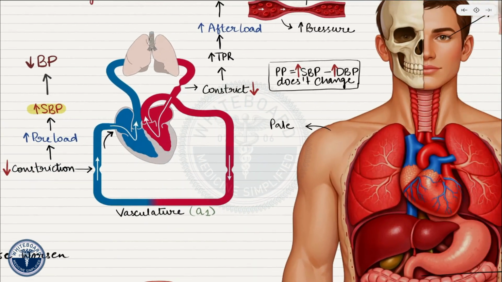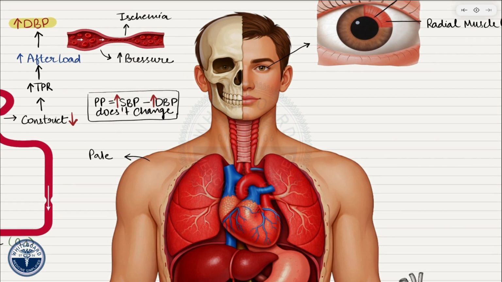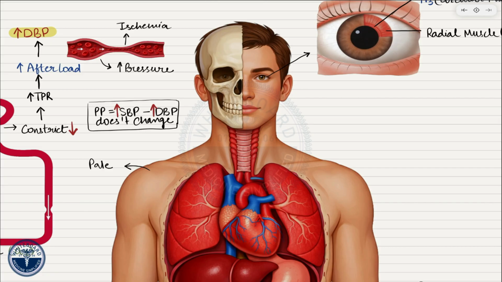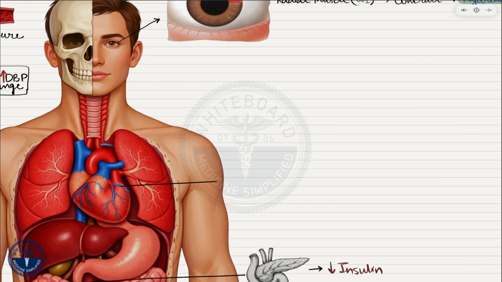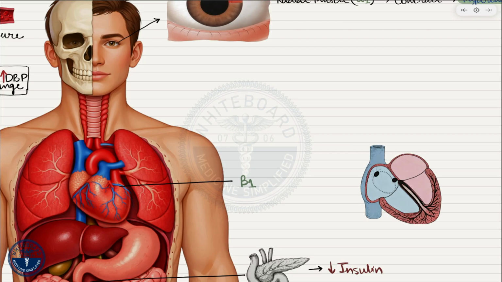Now let's move on to the beta-1 receptors. Fortunately, beta-1 receptors are found mainly in just two important locations, the heart and the kidneys. Let's first focus on their effects in the heart. Within the heart, beta-1 receptors are present in the SA node, AV node, atria, and ventricles.